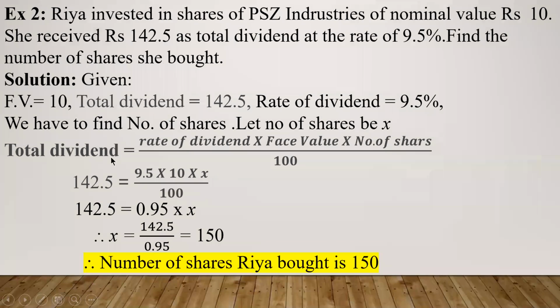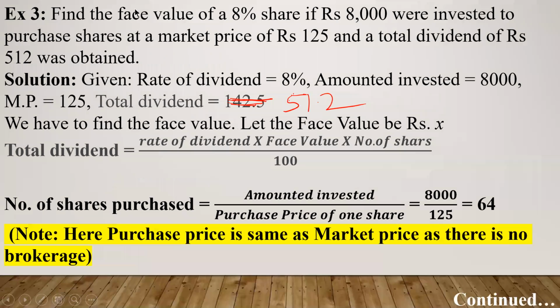In the second one, you were given total dividend, rate of dividend, and face value, and you were asked to find out the number of shares. So you can call it X, put all the values, and solve the equation for X, and you will get the number of shares bought. In the third problem, you were asked to find the face value. So whatever is asked, you put it as X. Let the face value be X.